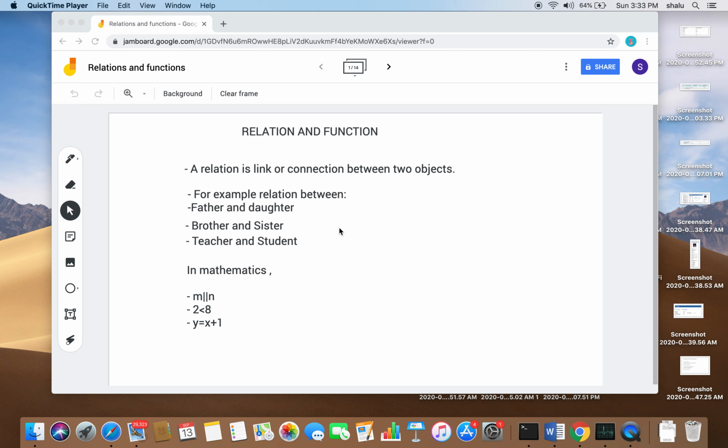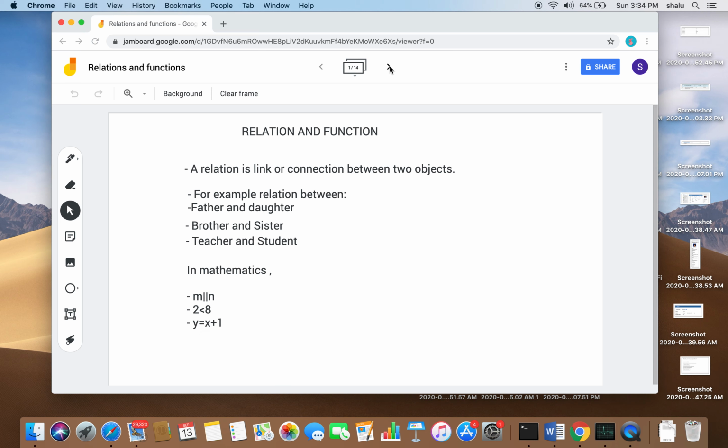In real life also we see many relations around us, like father and daughter, relation of a brother and sister, teacher and a student relation and many more relations, isn't it? In mathematics also, we see infinite number of relations, like line m parallel to line n, or number 2 less than number 8, or an equation like this, y equals x plus 7. Yes, this equation also depicts a relationship between y and x. It says y is 1 more than x.